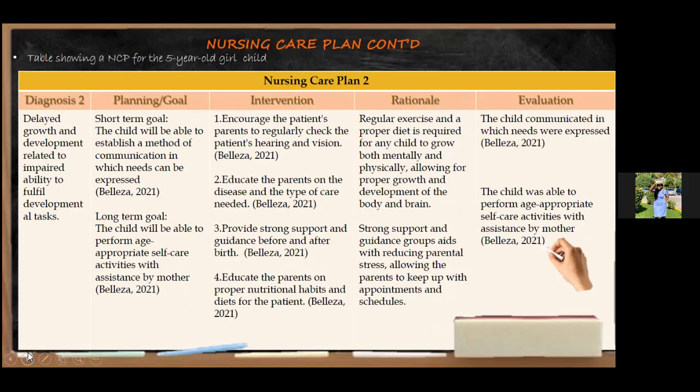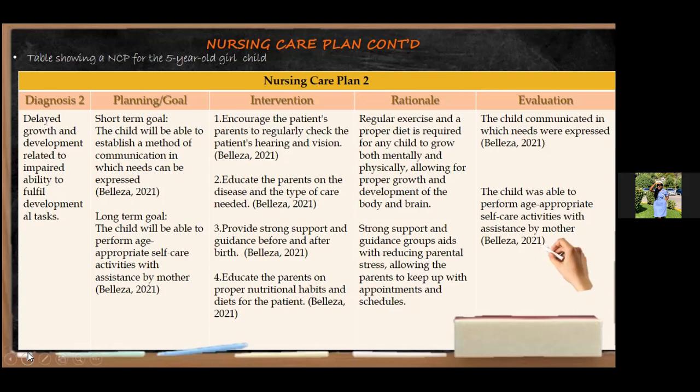Diagnosis 2 is delayed growth and development related to impaired ability to fulfill developmental tasks. Planning, or the goal. The short-term goal would be the child will be able to establish a method of communication in which needs can be expressed. Long-term goal, the child will be able to perform age-appropriate self-care activities with assistance by the mother or by the parents.